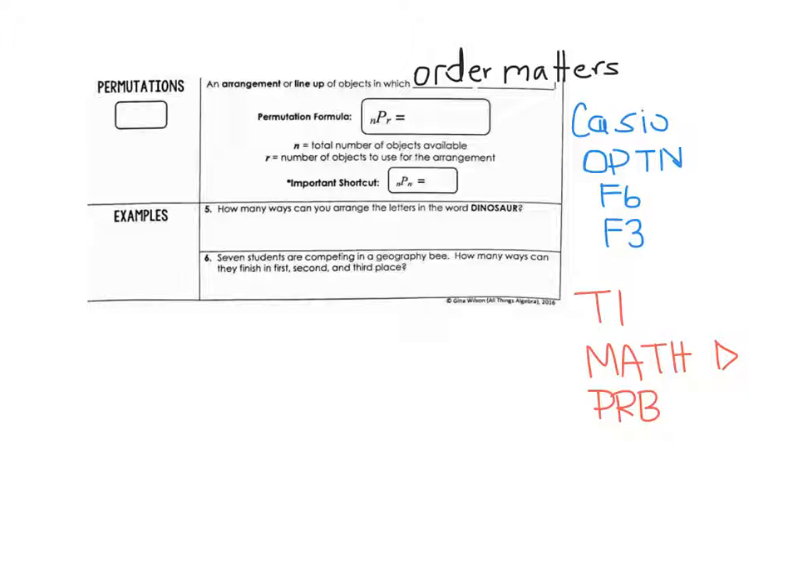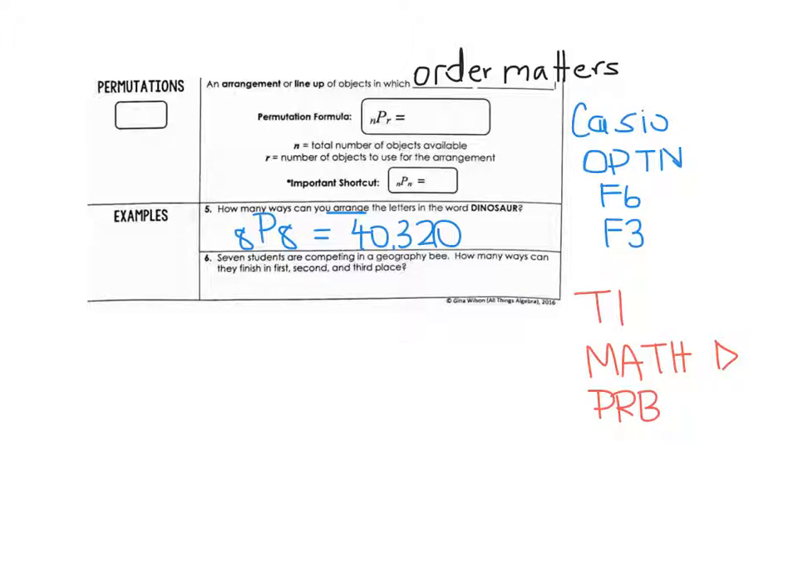Okay, so a couple examples to get us started. How many ways can you arrange the letters in the word dinosaur? Okay, so there are 8 letters in the word dinosaur. We want to arrange them, so we would want to use a permutation. 8 things total, and then we're going to line up all 8. So 8P8, 40,320. Okay, give it a try in your calculator. Make sure you can get that value.